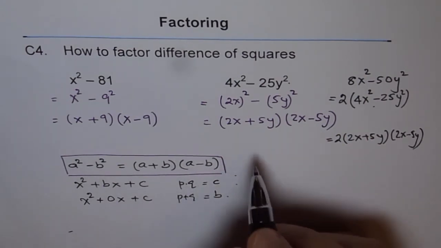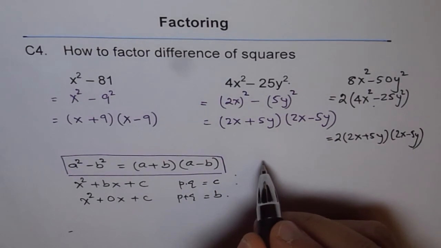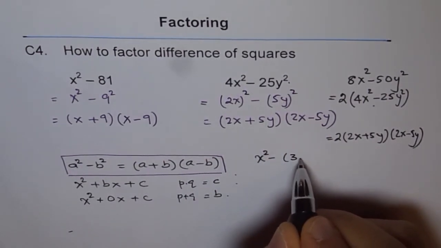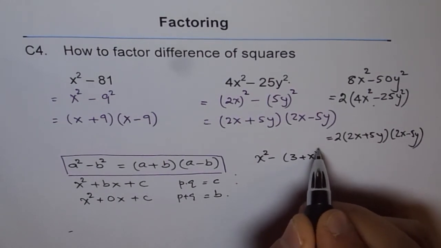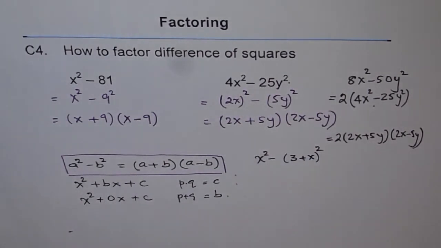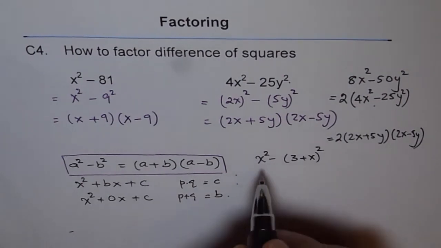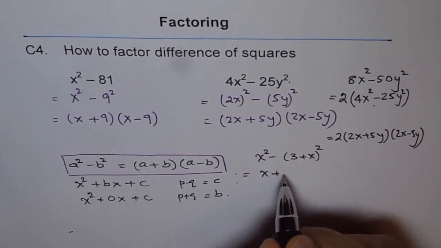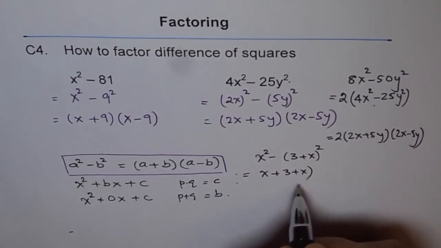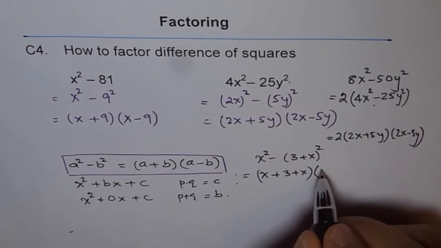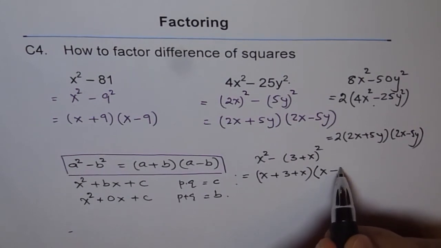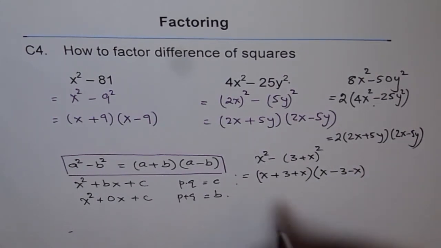Try this kind of a question on difference of square. That is, if we have, for example, x square minus 3 plus x whole square, right? Now this is also a difference of square, correct? Now this kind of difference of square you could write like x plus 3 plus x times x minus of this term. When you do minus, both signs will change, right? Minus x.